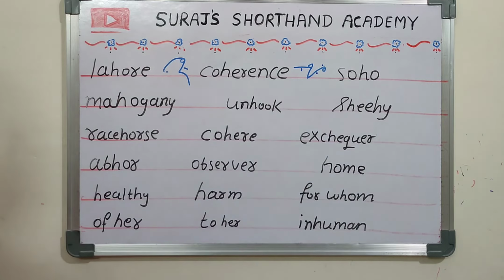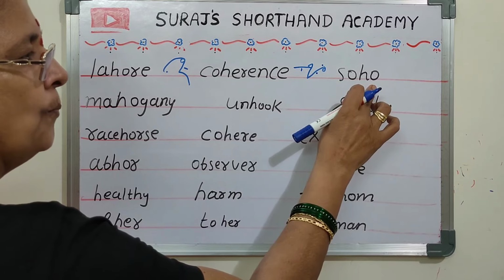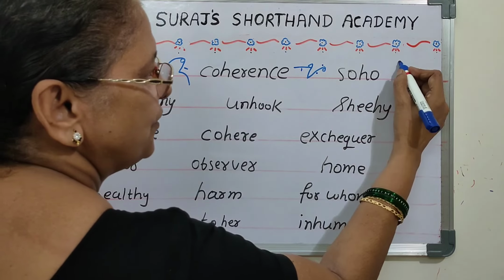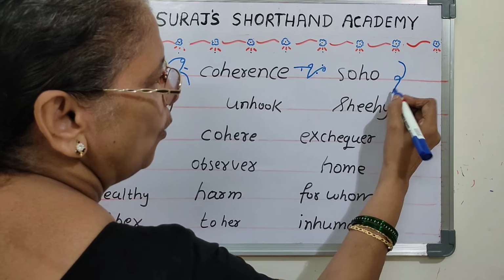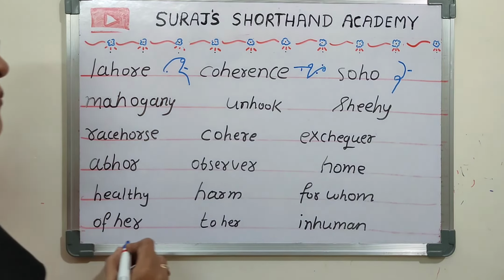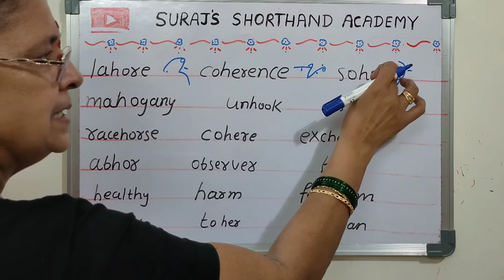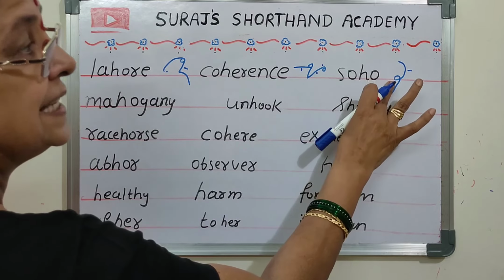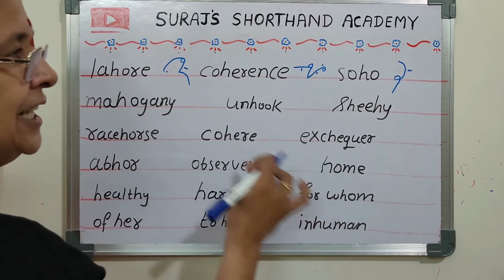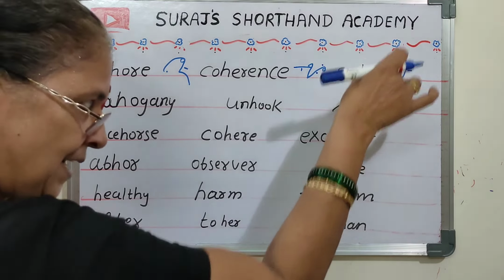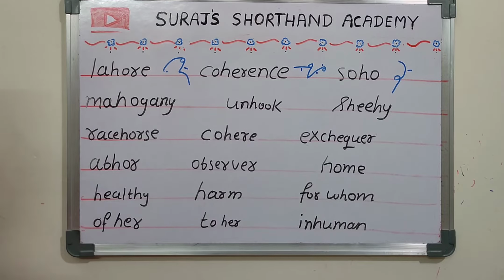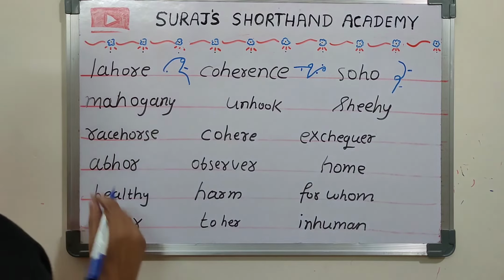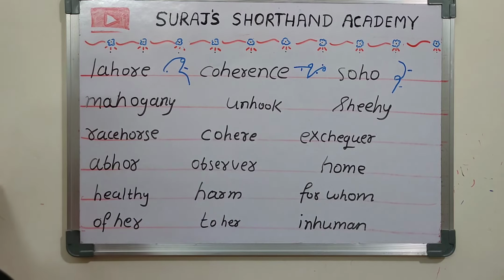Now, here, Soho. You can't put a circle, because after S, the O sound is there. So, you have to write a stroke only. Now, this is only so. Now, this is H, not a circle. They joined here, after S, immediately downward H. Soho. Soho.